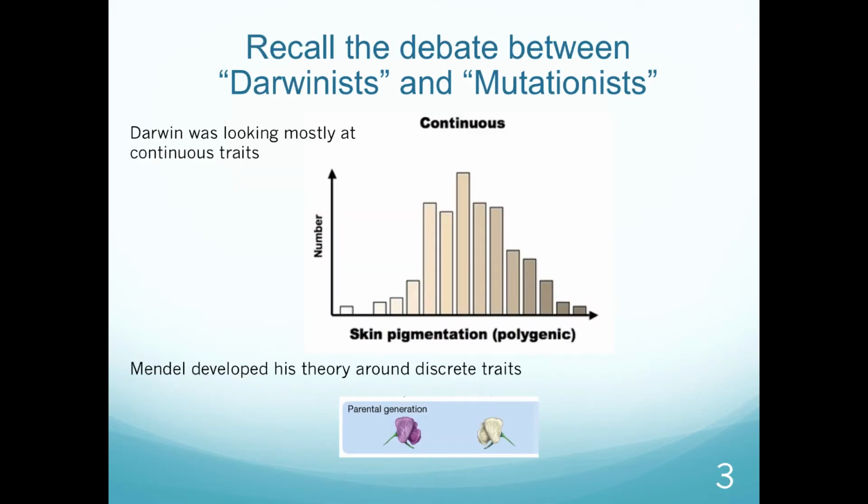So, recall that there was a debate between the Darwinists and the mutationists, where the evolutionary biologists, the Darwinists, were looking mostly at continuous traits that vary in a normal distribution, and the mutationists or geneticists were studying discrete traits.